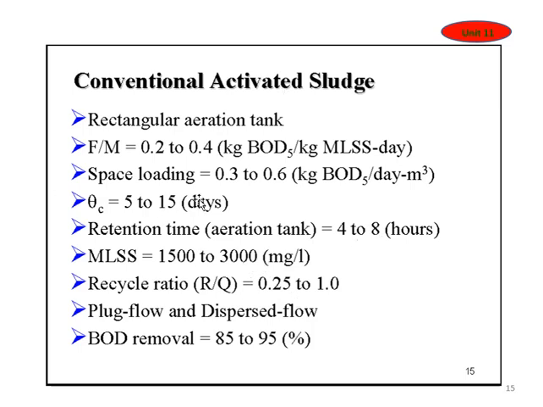These are some of the values for the activated sludge system. There are different types of activated sludge systems. The tank could be rectangular, or it could be circular also. So these are some of the standard criteria.